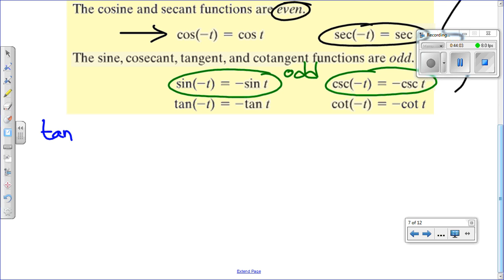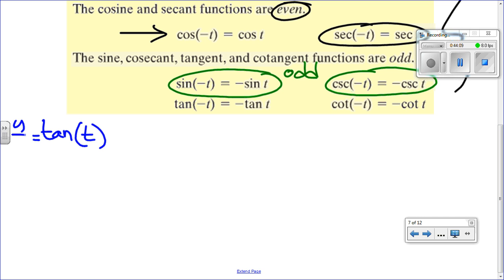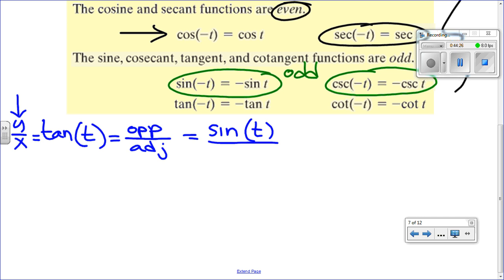So tangent, you already know that it is the y over x, right? Or we may say the opposite side divided by the adjacent side. Another thing we could say about tangent is that it is the same as sine, right? Because sine is the y, over, what did we use instead of x? Cosine. And this is going to come in a couple of slides.